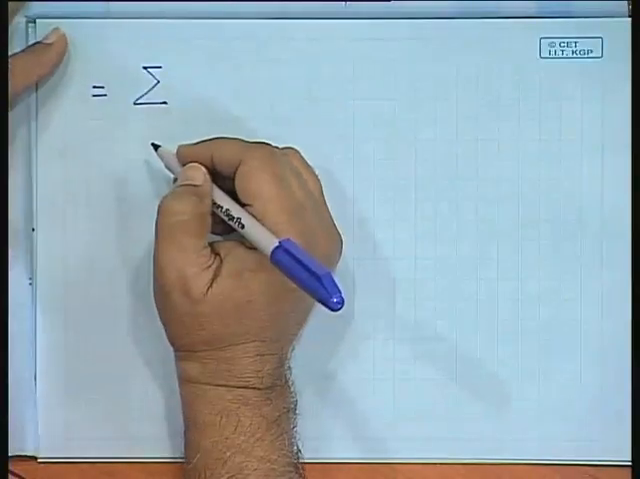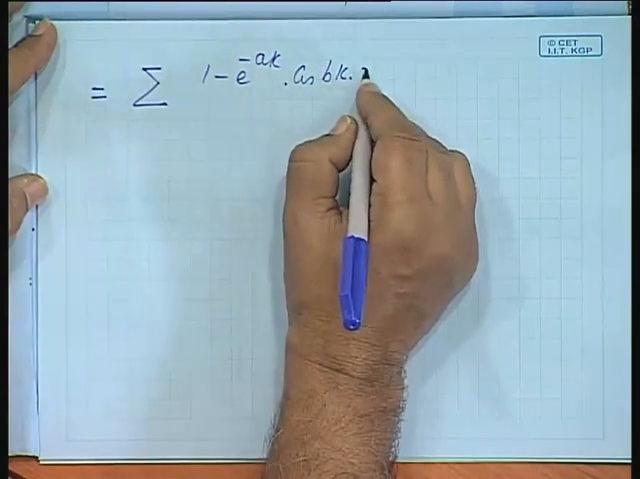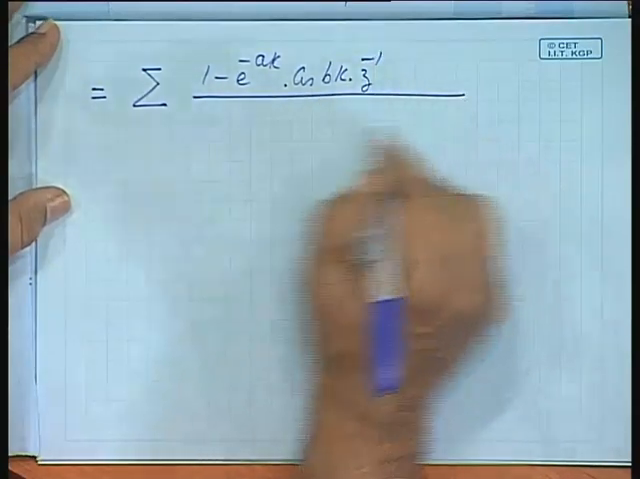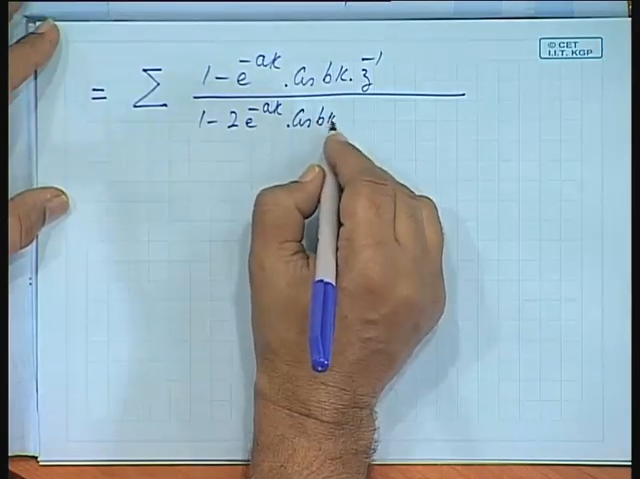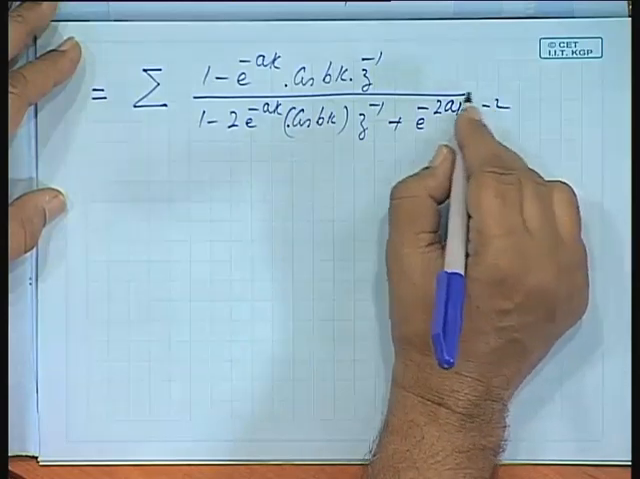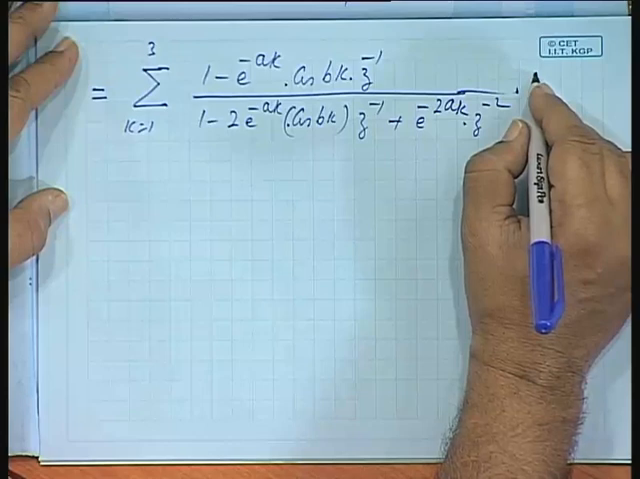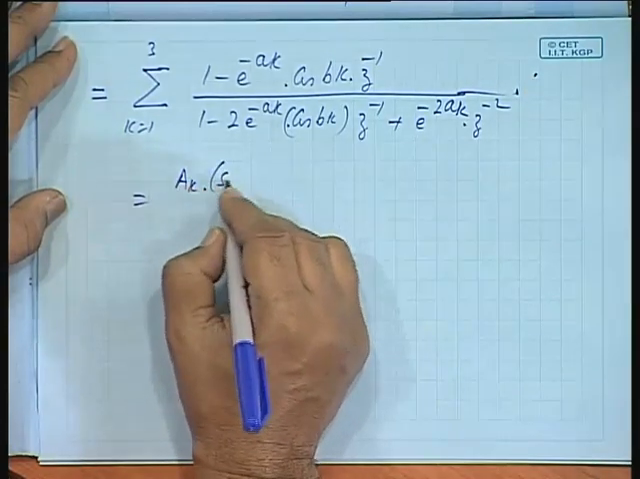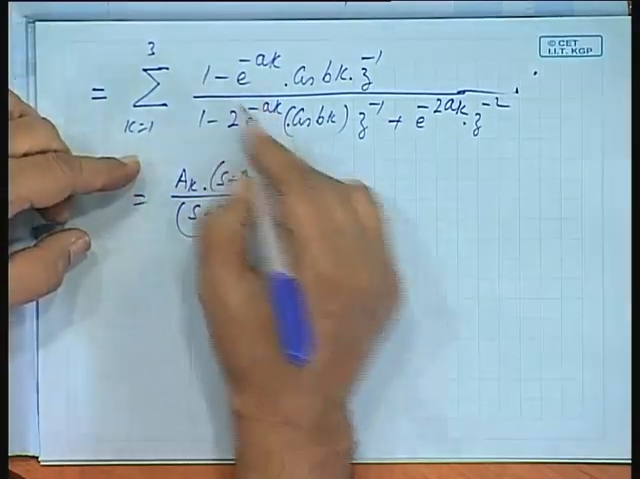We shall get this as one minus e to the power minus a k cosine b k z inverse divided by 1 minus 2 into e to the power minus a k cosine b k z inverse plus e to the power minus twice a k z to the power minus 2, k varying from 1 to 3 into, this is basically corresponding to s plus a k by s plus a k whole square plus b k square. So, corresponding to this term, this is the expansion.